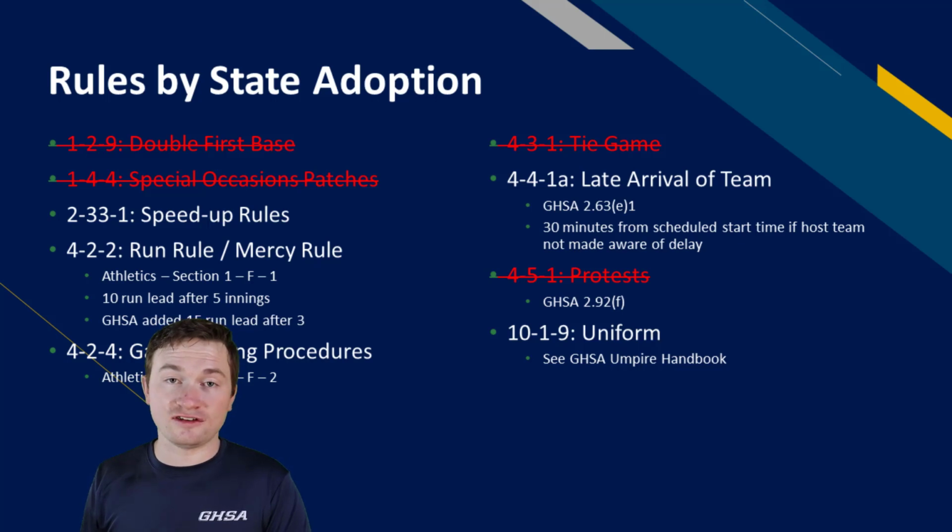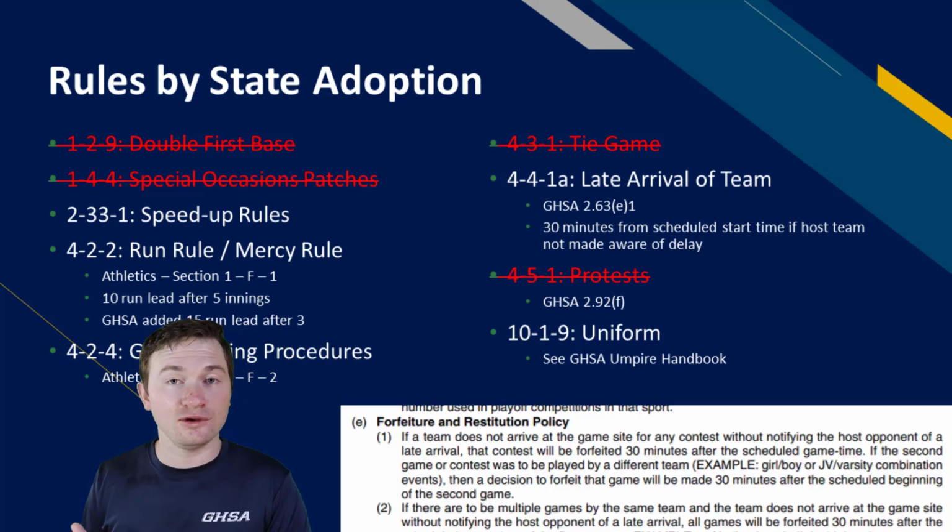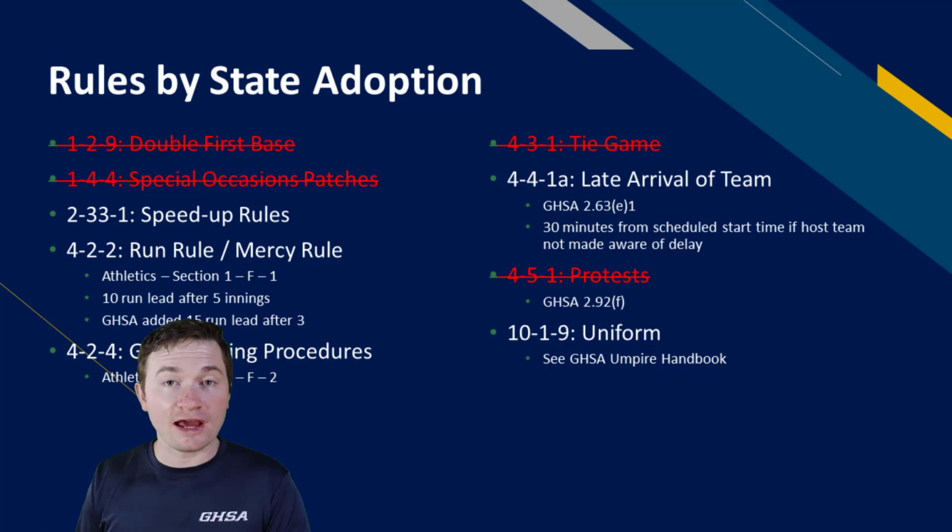This is covered in the GHSA Constitution, but not specifically under the baseball section. Instead, GHSA 2.63E1 states, if 30 minutes have passed since the scheduled start time and the host school has not heard from the visiting team, then the game can be a forfeit. The next rule, 4-5-1, covers protests. Just know that in the state of Georgia, the GHSA bylaws do not allow for protests in any sport. Finally, Rule 10-1-9, uniforms, gives each state association the ability to enforce their own uniforms for officials. You can find the GHSA umpire uniform inside the GHSA officials handbook.